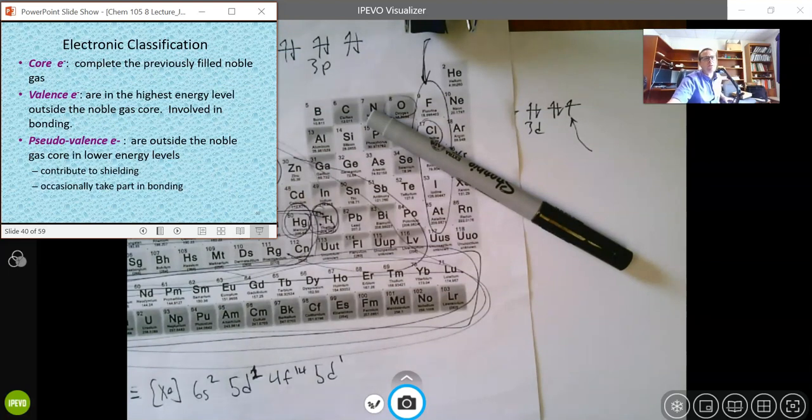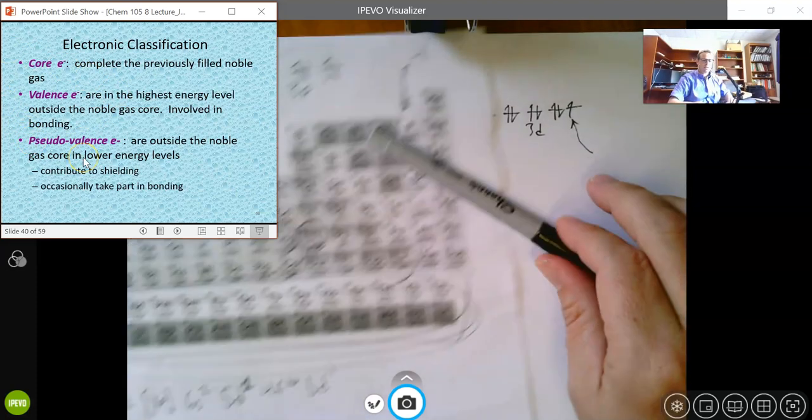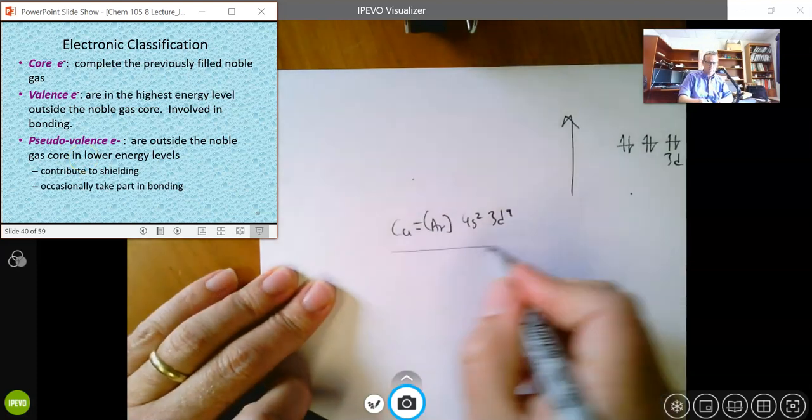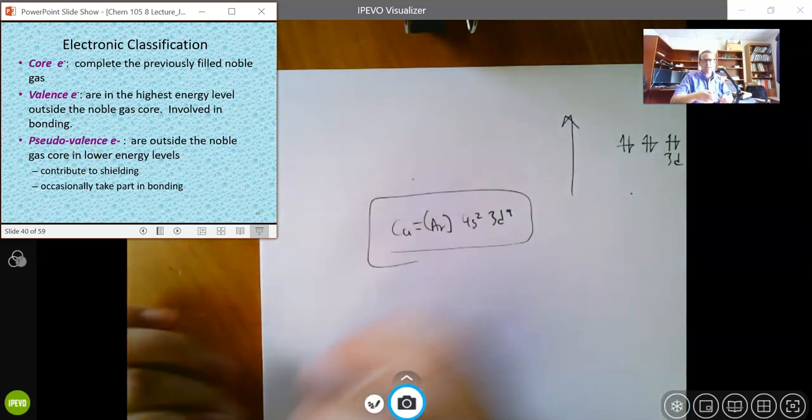Valence electrons, I think we're good at. We can review pseudovalence electrons, right? How many pseudovalence electrons does an atom of copper have? Pseudovalence electrons.